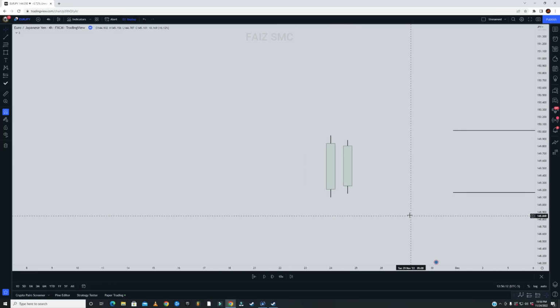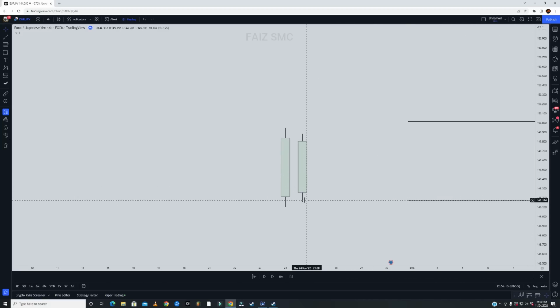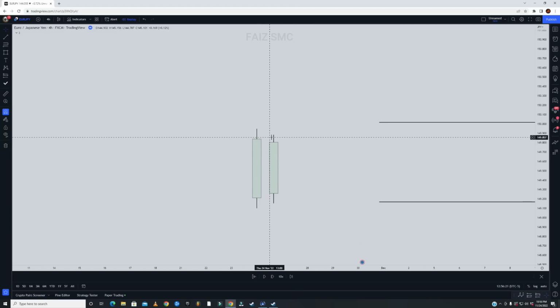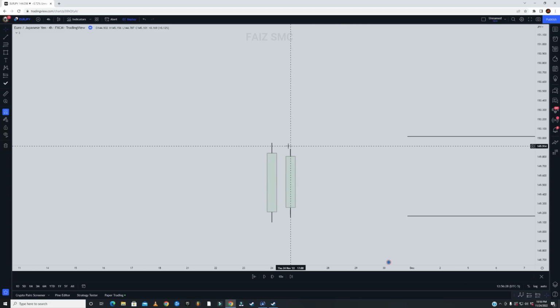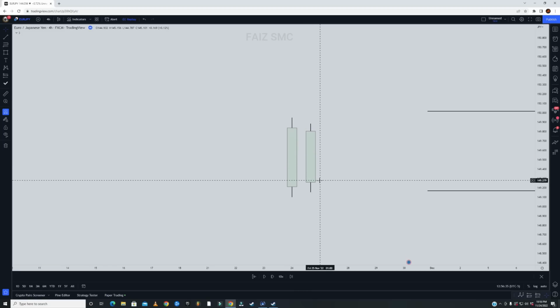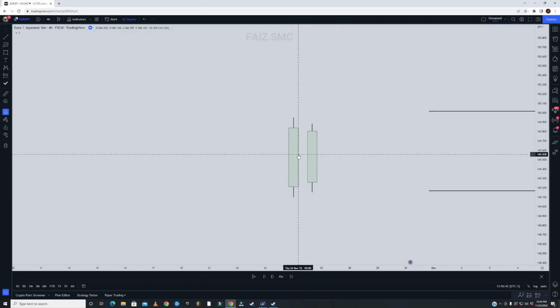Now the second candle that closes must not be bigger than the previous candle, including the wicks. So the second candle must not be bigger than the first candle, the previous candle that closed. You can see that the candle closed here and the high of this candle is not bigger than the high of the previous candle, and the low of this candle is not lower than the low of this previous candle. So you can see it is between this candle.